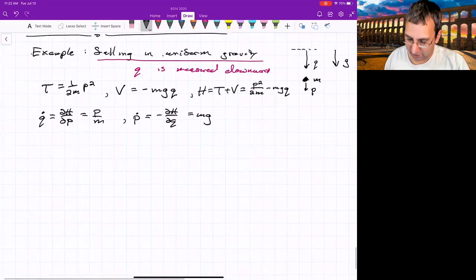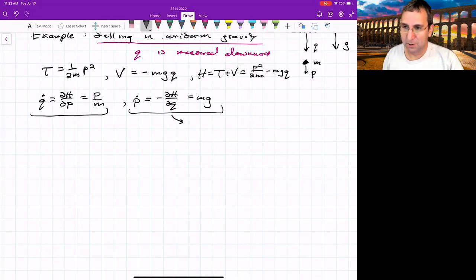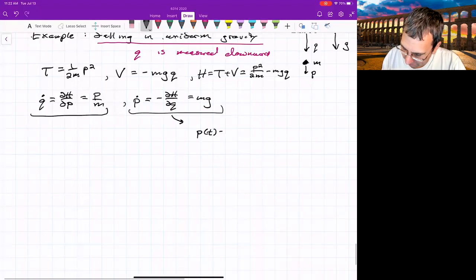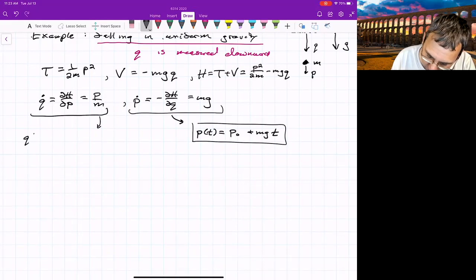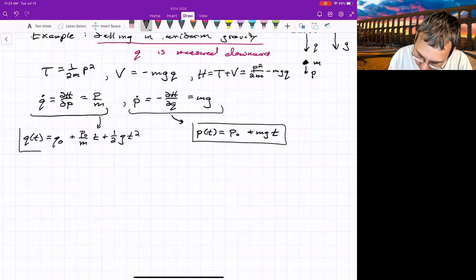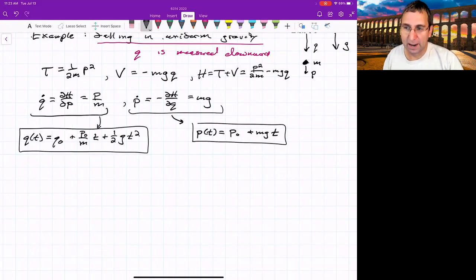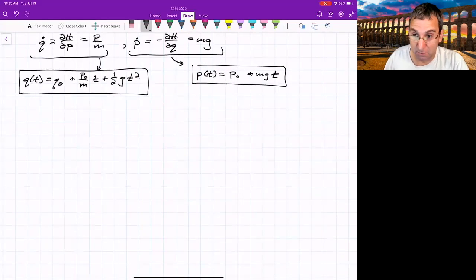It's increasing. From a first course in physics, you know how to solve this. So p as a function of time is p naught plus mgt. And then Q as a function of time is q naught plus p naught over m times time plus 1/2 gt squared. And then it's useful to sketch, well, what would happen? What does it look like in the phase space? And is this a canonical transformation?